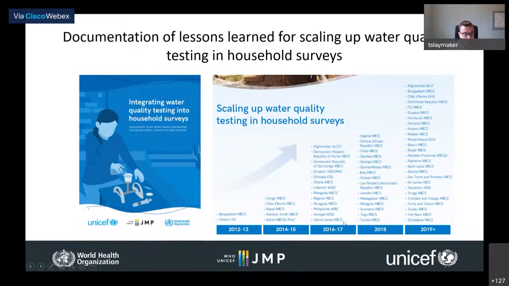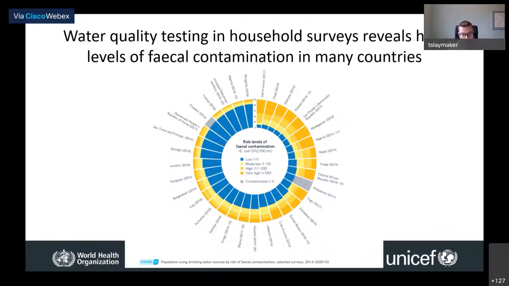I just want to show you a few of the results that are emerging to give you an idea of the type of data that comes back. What we're finding is that in many countries, we have very widespread contamination, and in some countries, we have very high levels of fecal contamination. This chart is from our last report. In blue here, you can see the proportion of population drinking water that is free from contamination. But in the yellow and the oranges, you can see different levels of contamination. And in some of these countries, we have less than 20% of the population drinking water that is free from contamination. And in some countries, over 40% using sources with very high levels of contamination, shown in orange here.